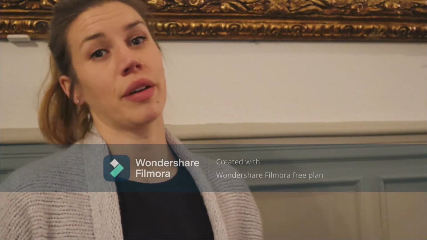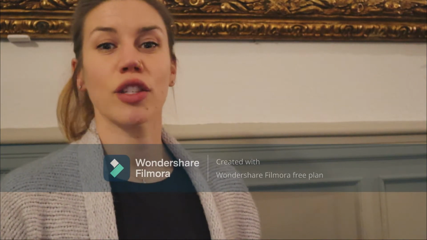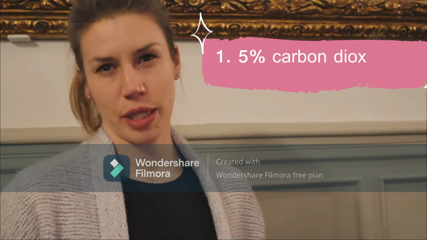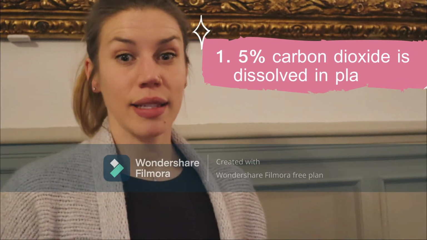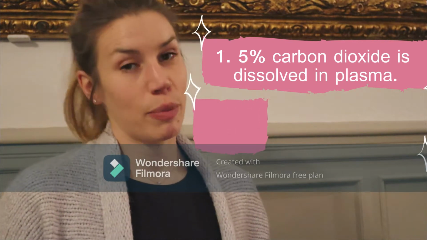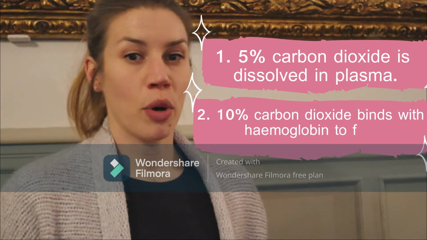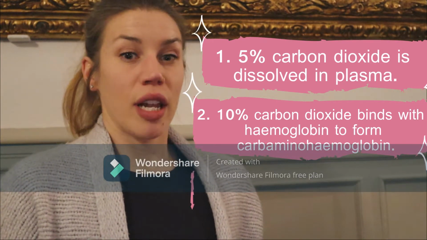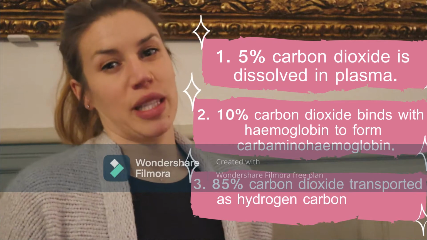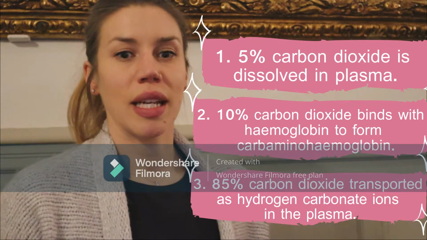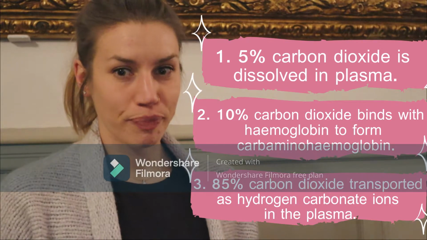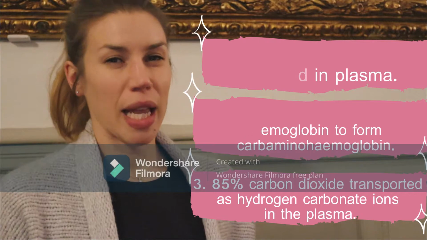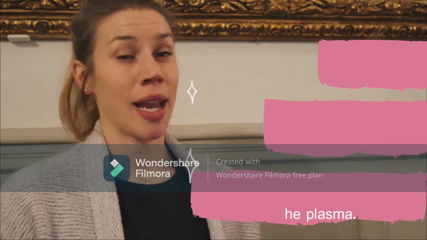So one way carbon dioxide is transported around the body is that a small amount of carbon dioxide is dissolved in the plasma. This is only about 5%. Secondly, some carbon dioxide diffuses into the red blood cells and binds to hemoglobin molecules to form carbaminohemoglobin. However, lastly, approximately 85% of carbon dioxide is transported as hydrogen carbonate ions, which are formed within red blood cells but transported within the plasma. Let's have a quick look at this third process and how that occurs.